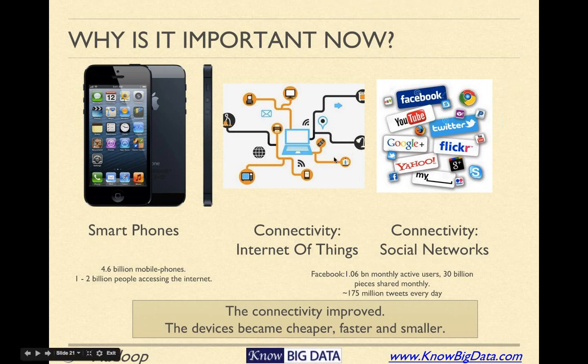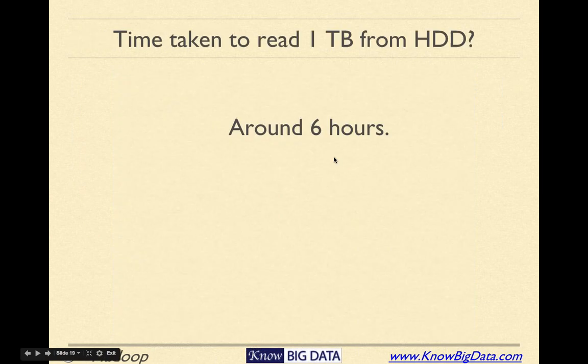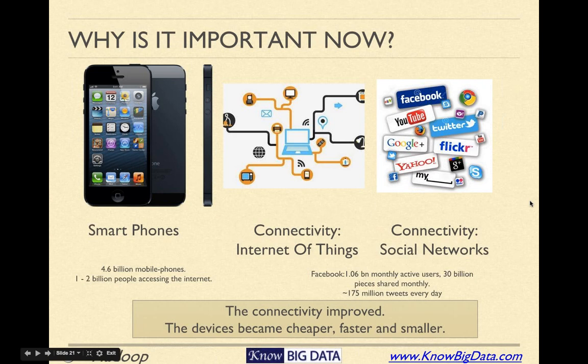So the hard disk is a problem. If you see here, I'm talking about reading 1 terabyte of data from a hard disk drive, which takes 6 hours. No matter what your algorithm is, your algorithm cannot work without the data. So this fallacy of having a brilliant algorithm, CPU, RAM does not work. Did I make sense, Mayank?